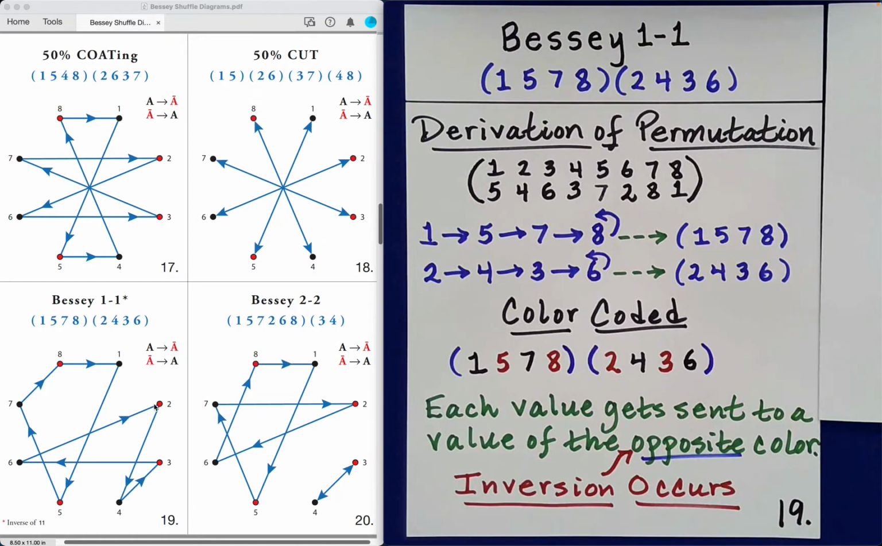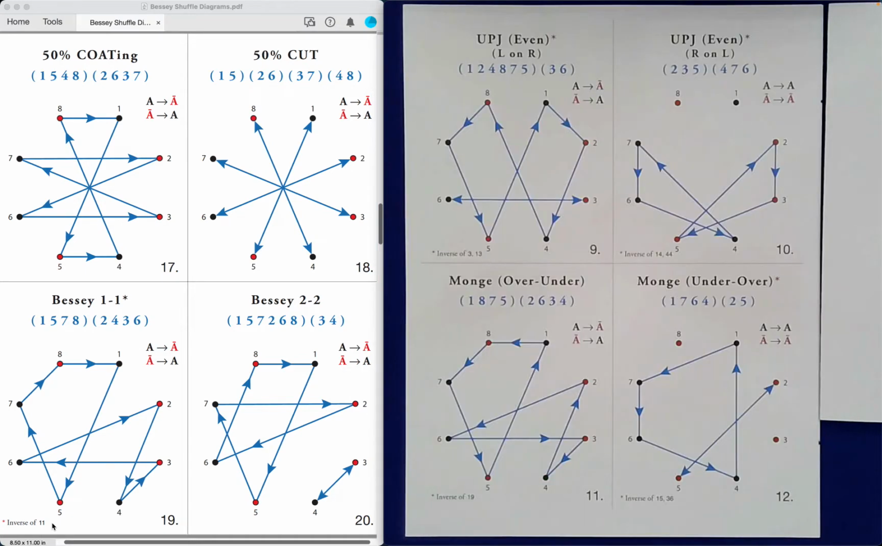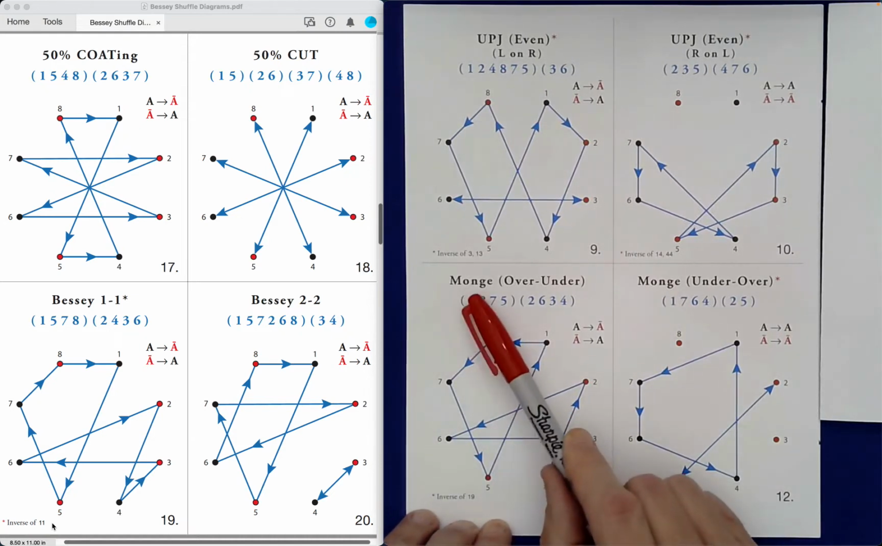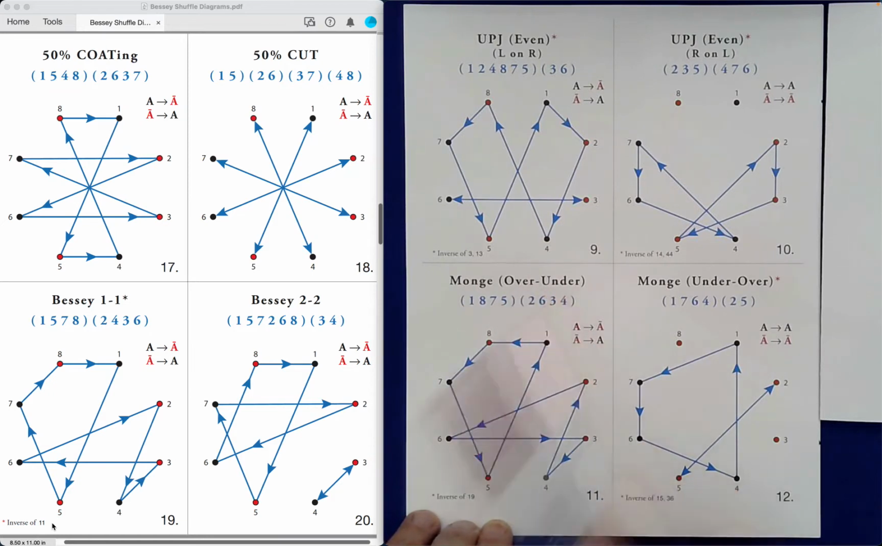So there are no fixed points here either. Every object in those 8 positions will be moved to some other location. I have a note down here that the Bessey 1-1 is the inverse of Shuffle 11, which we saw earlier in this series. So let me just quickly remind you of what Shuffle 11 was. It was the mange over under.